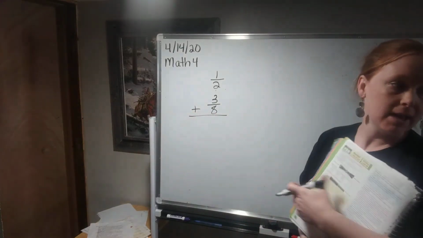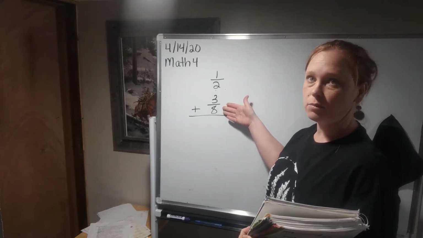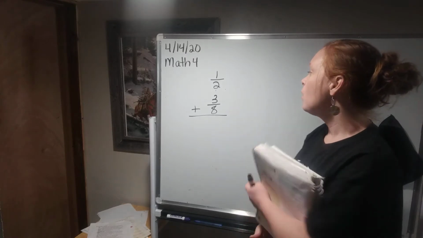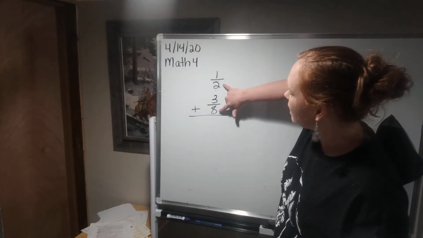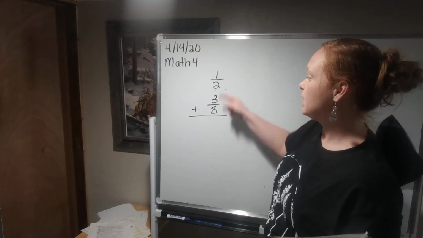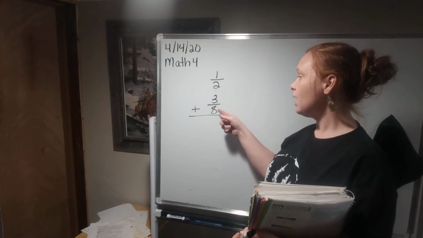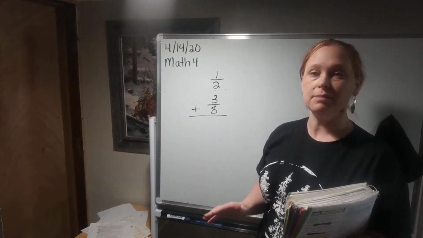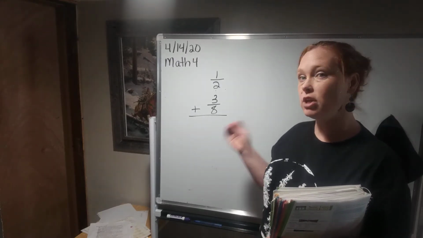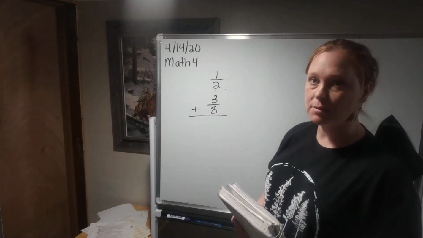Okay, so as you can see, we have two fractions that we're adding together. We're adding 1/2 and we're adding 3/8. Well, last week, if the denominator was the same, then we could just add the top and give it the same denominator. But in this case, we see that we have a 2 and we have an 8, and they are not the same denominator, therefore we cannot add them this way. We have to change them so that they both have the same denominator.